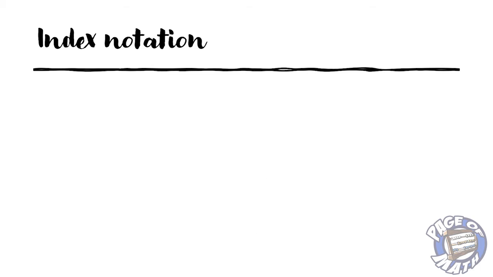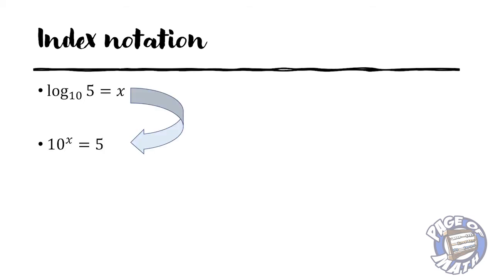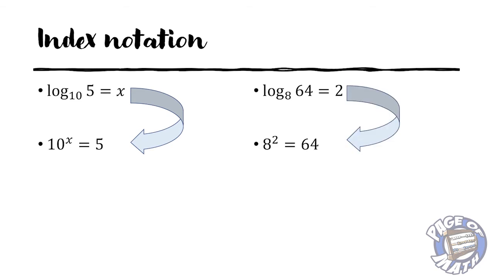The reverse can be done where we go from logarithmic notation into index notation, and sometimes this is useful when we need to find unknowns. For example, we have the log base 10 of 5 is equal to x. To place this into index notation, the power is x, the base is 10, and it is equal to 5. We have the log base 8 of 64 is equal to 2. So we know that the base is 8 and the logarithm is 2. So 8 raised to the second power is equal to 64.